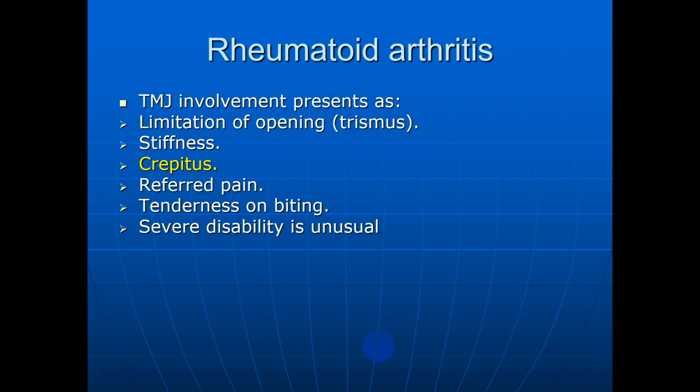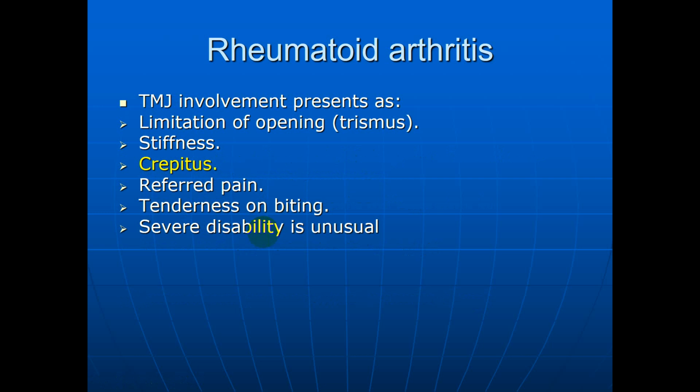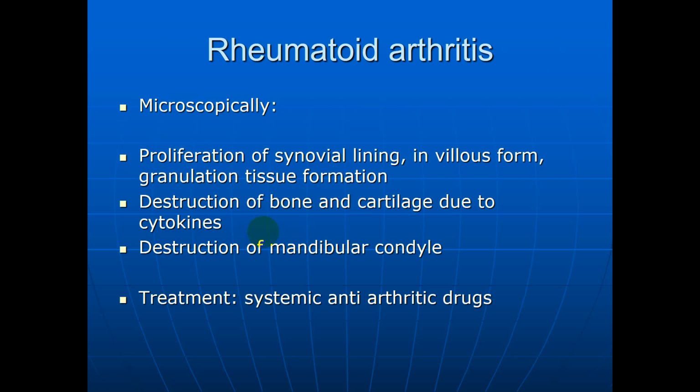So what will happen is, in rheumatoid arthritis, your patient might come with crepitus, just a rough sound and noise in the joint. Stiffness and limitation of opening. The patient cannot open due to pain, maybe. Referred pain, tenderness on biting, severe disability. But the severe disability in joint movement is minimal. But usually your patients with rheumatoid arthritis will have systemic symptoms and findings, and he will be already diagnosed with rheumatoid arthritis. So you can easily correlate these clinical features with the patient's body condition or systemic conditions.